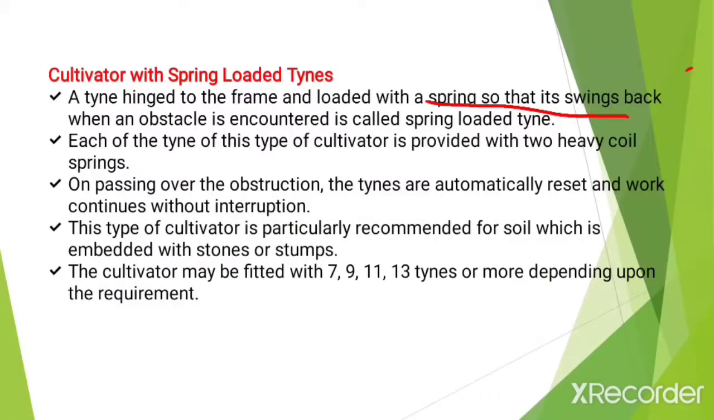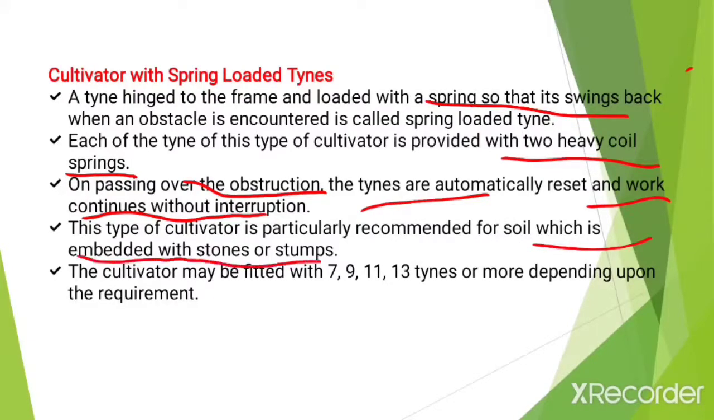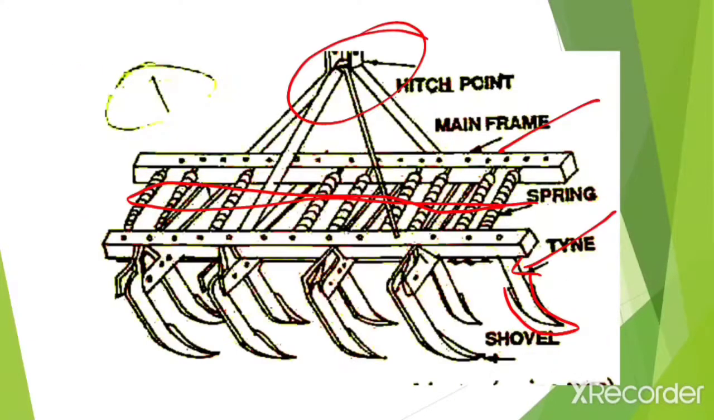Each tine of this type of cultivator is provided with two heavy coil springs. So on passing over an obstruction, the tines are automatically reset and work continuously without interruption. This type of cultivator is particularly recommended for soils embedded with stones or stumps. The cultivator may be fitted with 7, 9, 11 or 13 tines or more depending upon the requirement.